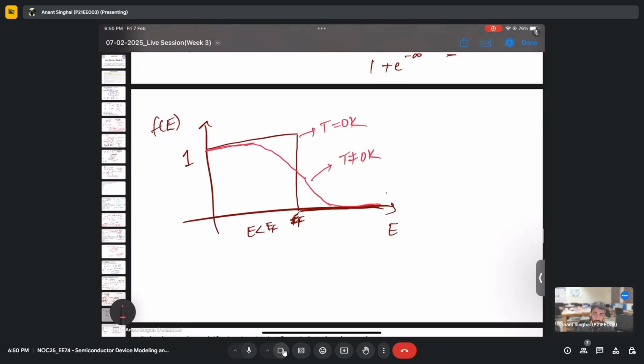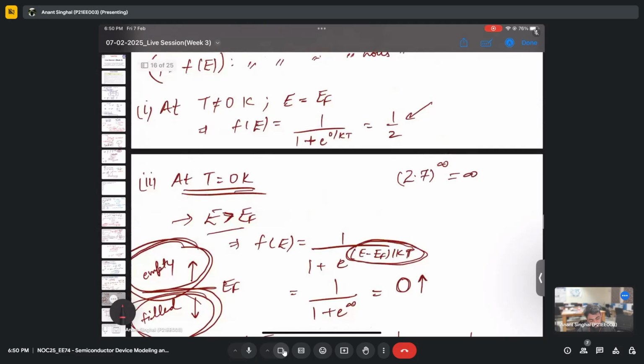So if I try to summarize some important points, first of all, Fe is the probability of finding an electron at a particular energy level E. Then EF is the Fermi energy level. At any temperature, the probability of finding an electron at EF is always 0.5. So this is what we have established.